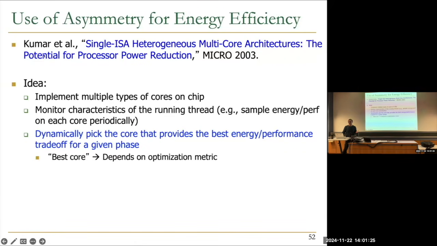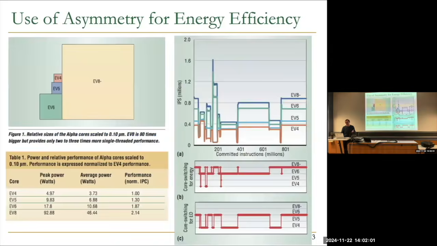Basically, the idea is to implement multiple types of cores on a chip, monitor the characteristics of a running thread, for example, by sampling what kind of energy you're spending, what kind of performance you're getting periodically, and dynamically pick the core that provides the best energy performance trade-off that you think will happen in the next phase, in a given phase of a program. So in this case, the best core, of course, depends on the optimization method, whether you're optimizing for performance or energy delay, etc. You could optimize for different metrics, clearly. That's the beauty of heterogeneity, as we discussed, right? And this is a nice approach, clearly.